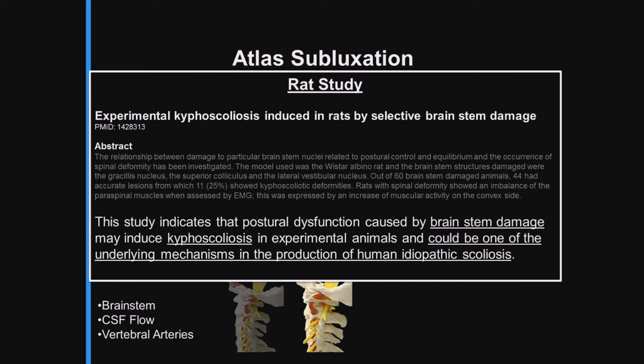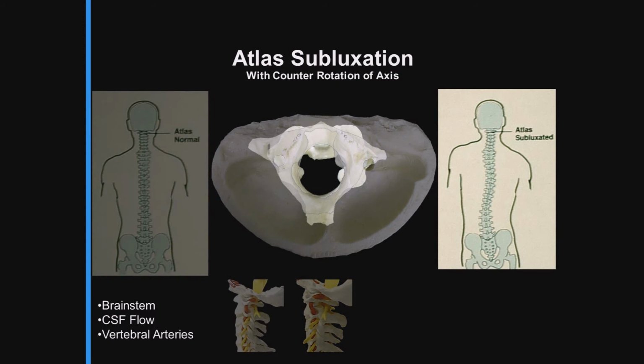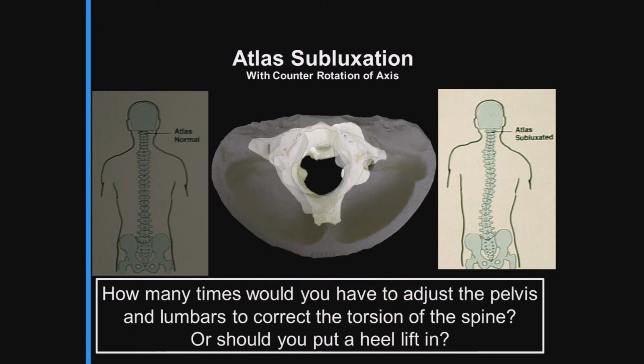And when we look here, if we complicate that upper neck malposition even further with a counter rotation of the C2 vertebrae in a subluxated state, you can see here as we do it that the C2 is now opposite and creating even further strain not only on the neurologic distribution, but on the vertebral artery blood flow to the midbrain. Intriguing to think about how many times you would actually have to adjust the pelvis and lumbars to correct this spinal torsion. Or maybe we should put a heel lift in their shoe. Actually, we probably should just get the pressure off the brainstem and let the spine untwist first.